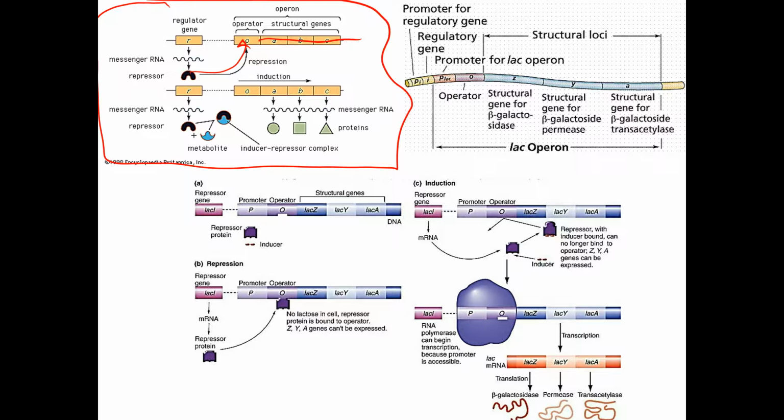Notice that these genes get transcribed together into functional protein products. So it's this idea again of polycistronic messenger RNA: you have many genes being transcribed at one time from one messenger RNA molecule.